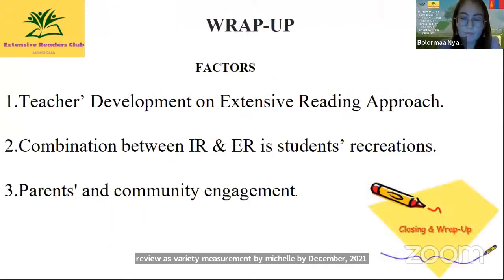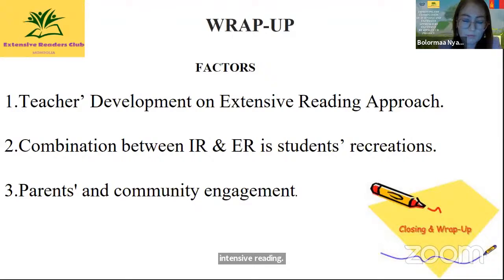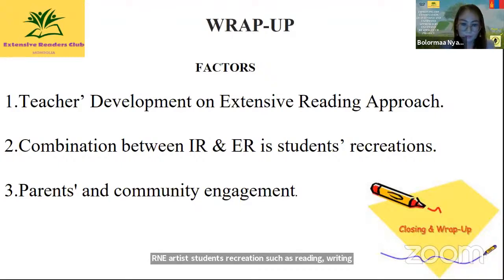So now let me wrap up our conclusion very briefly. There are three main factors that may positively influence improving the combination between extensive and intensive reading. The first factor is teachers' development on the extensive reading approach. The second factor is students' recreation, such as reading, writing book reviews, sharing the challenges, and so on. The third factor is parents and community engagement, which contributes to improving the combination between class reading and free reading.